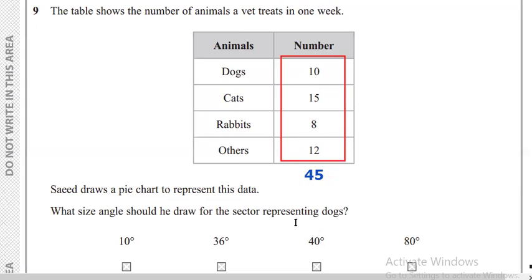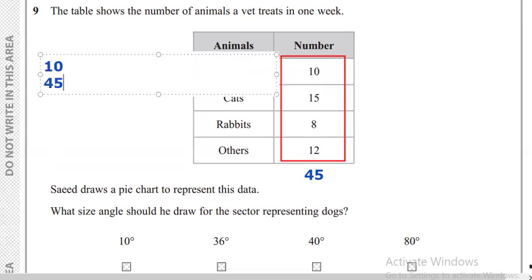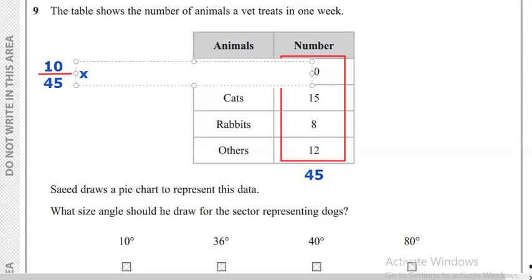How do we do this? First, the dogs are 10. So we make a fraction, 10 over the 45, which is the total number of animals. As we said, first we make a fraction of the part number over the total number. And because we're looking for angles, we should know that the pie chart is a circle. And the circle full angle is 360. This means that we multiply this by 360 to find the angle representing the dogs.